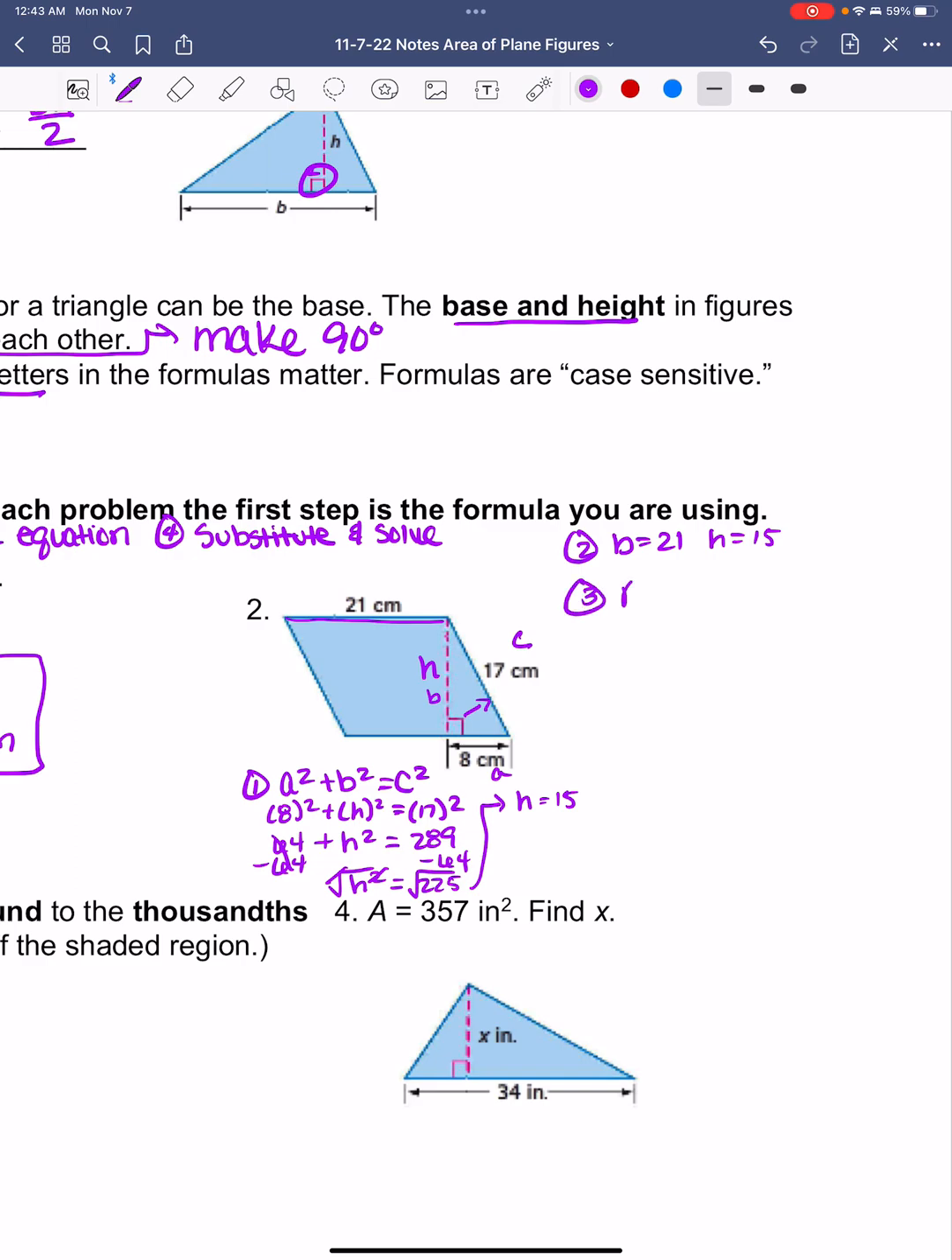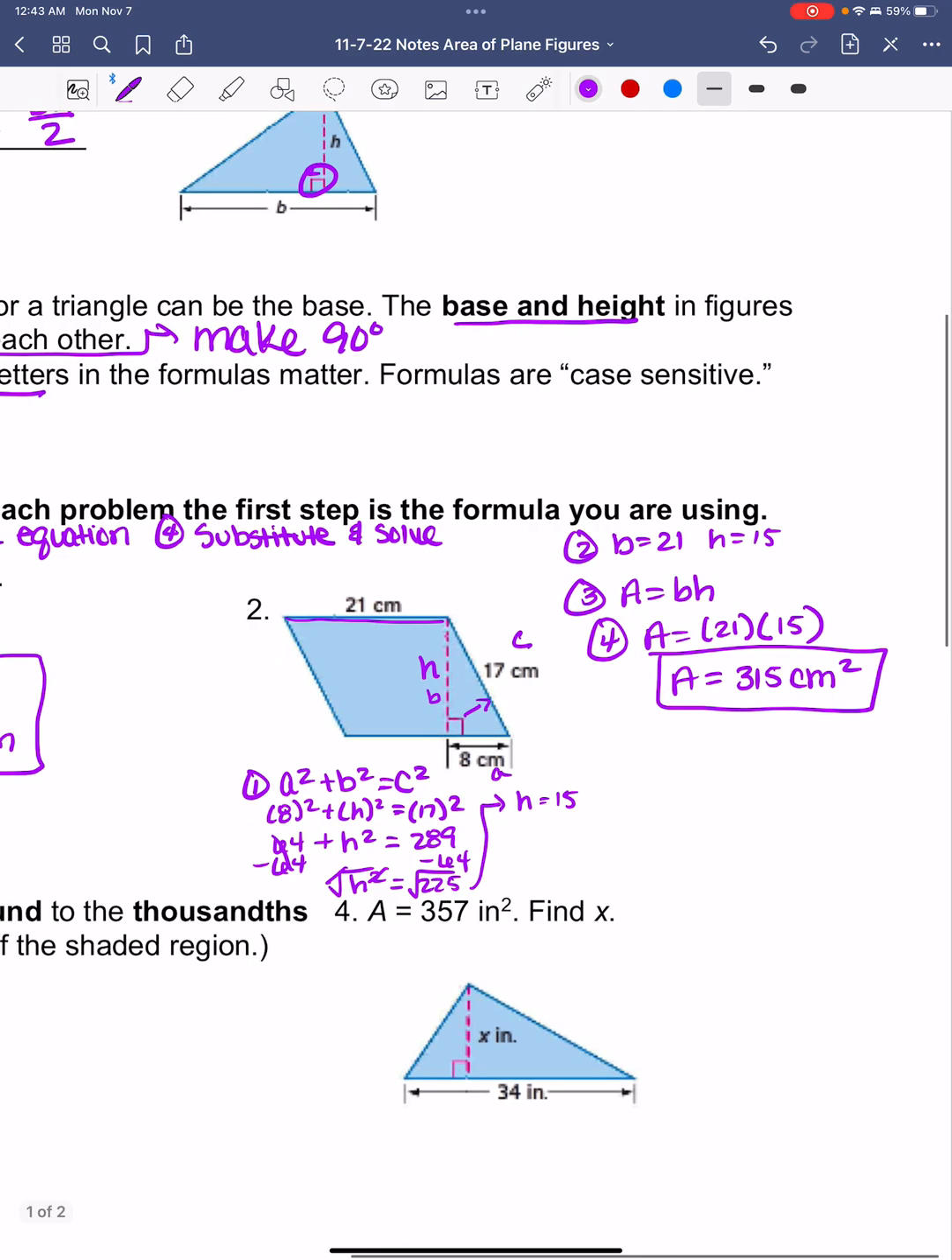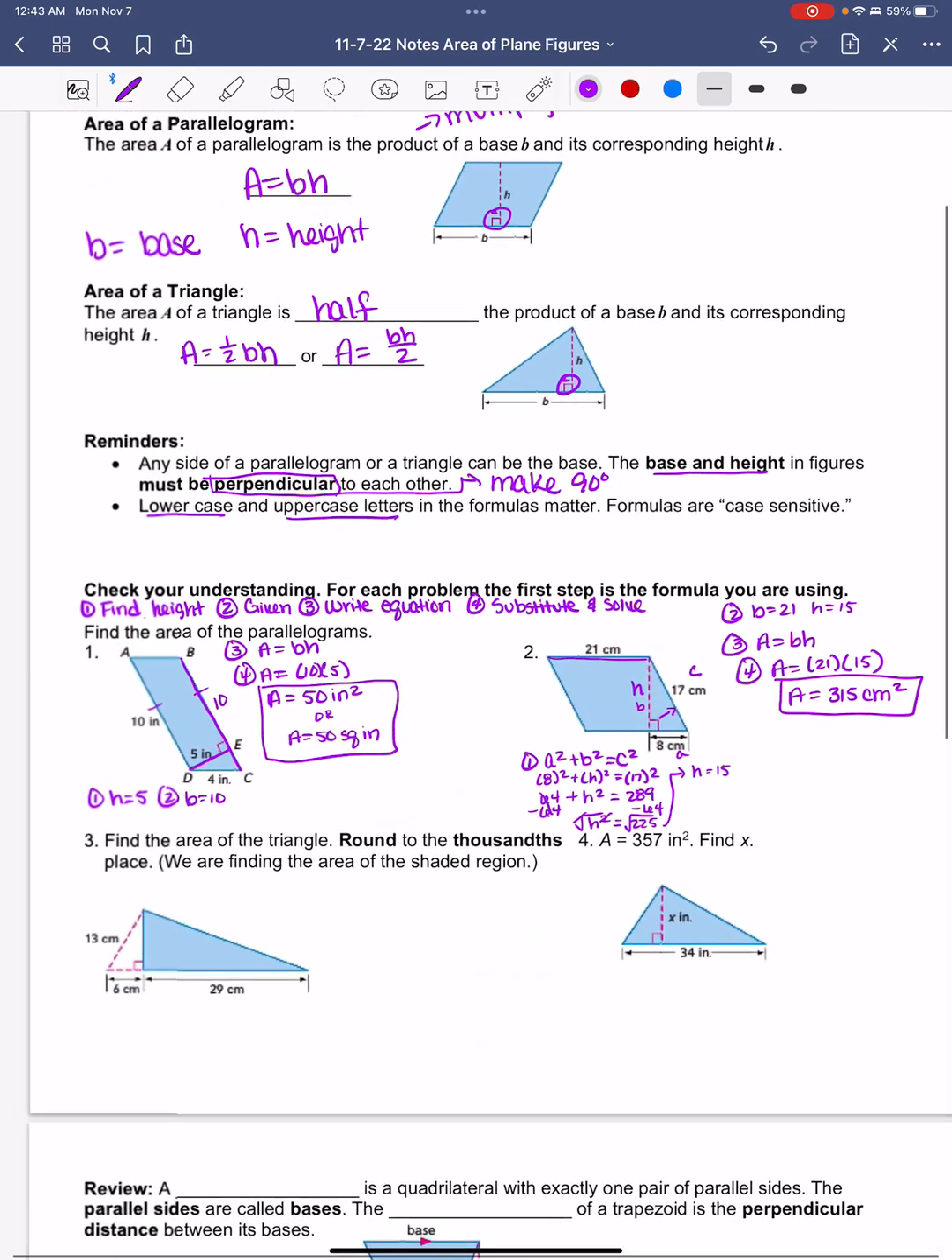Step 3 is going to be writing the equation, which is just base times height. 4 is substitute and solve. So A is going to be substituting 21 times 15. A is going to be 315 centimeters squared. Don't forget to write that squared. If that is not in the answer, then your answer is going to be incorrect. So make sure that you are including those. Again, remember step 1 is find the height, 2 is given, 3 is equation, 4 is substitute and solve.